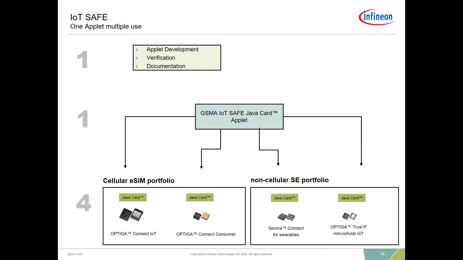But of course, that's already a good relief for our R&D. But it would even further release if you would source this jar, this IoT SAFE applet, and that's also possible as it's made for the Java card and following this open standard here from the GSMA. Basically, everybody can develop such an applet, and we can source it also from outside of Infineon, which is also great for us. We'll be doing more of this in the future.